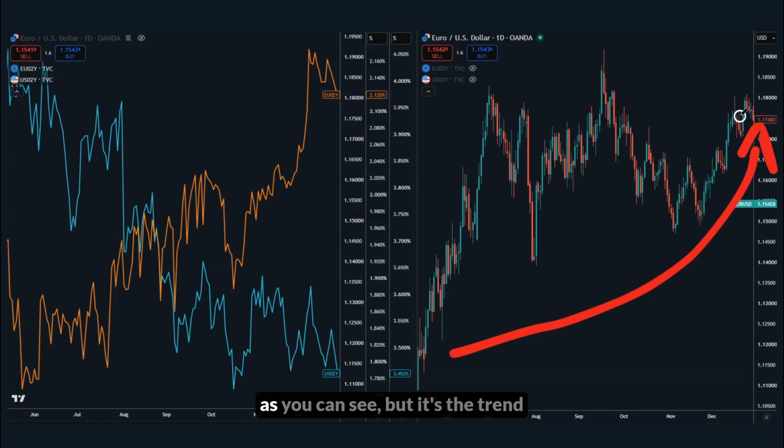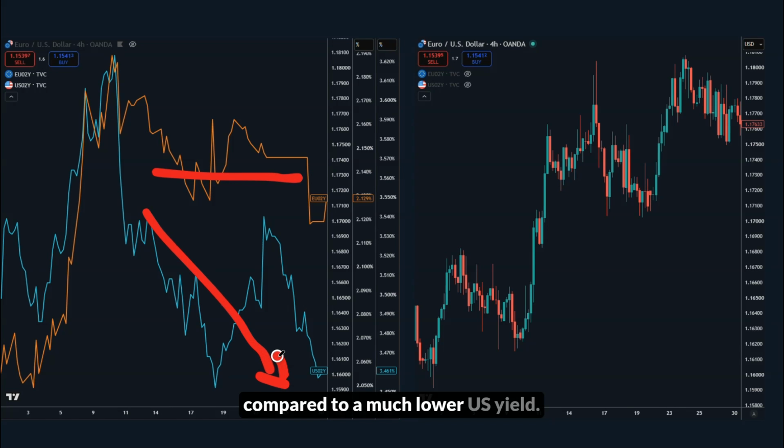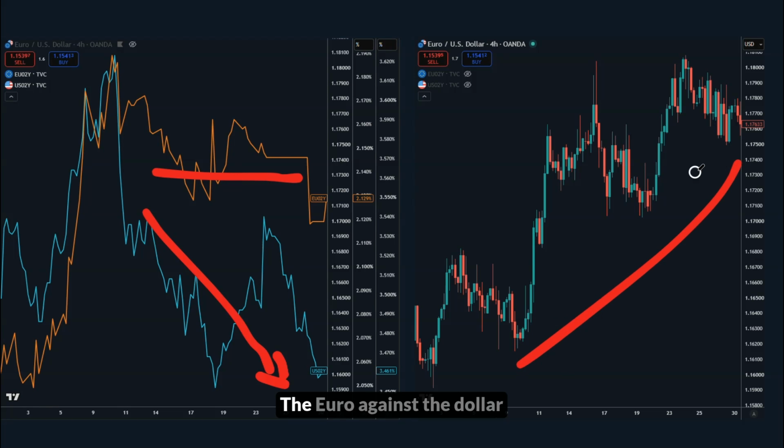Now, it's not straightforward, as you can see, but it's the trend. This dynamic of potentially higher interest rates in Europe versus potentially lower interest rates in the US makes the euro against the dollar more attractive overall. Now we can see another example, same story, just slightly different, where we have European yields here still in orange, flatlining, coming down a little bit, but compared to a much lower US yield. Again, a market diverging a little bit, making what? The euro against the dollar more attractive overall. It gives you the trend, okay? The expected path of interest rates gives the trend.